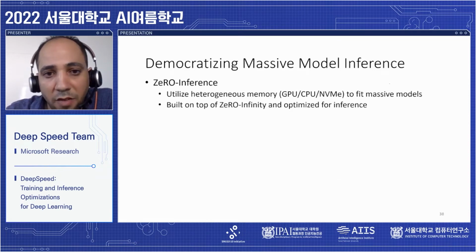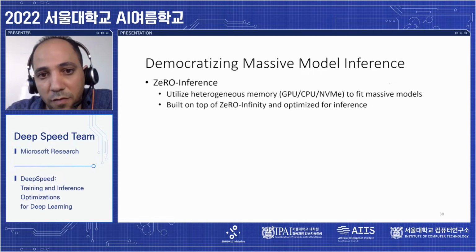So having all these optimizations for many GPU systems, now we come to ZeRO-Inference, which enables democratizing massive model inference for data scientists who don't have access to many GPUs. For running inference on single GPU devices, we use all different types of memory available, such as GPU, CPU, and NVMe to fit massive models.